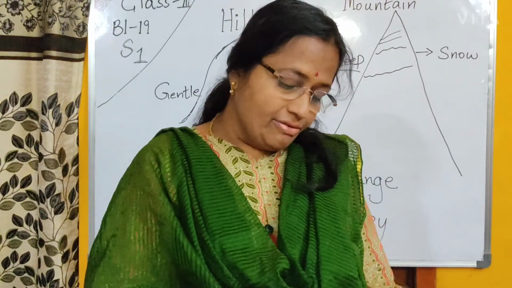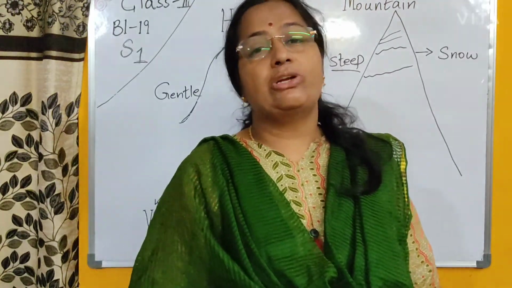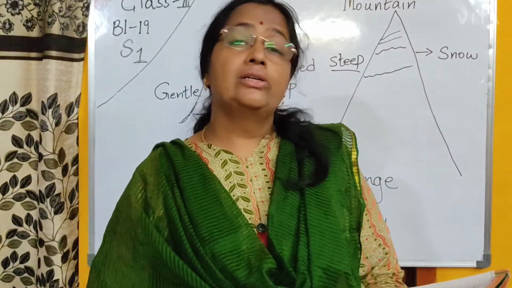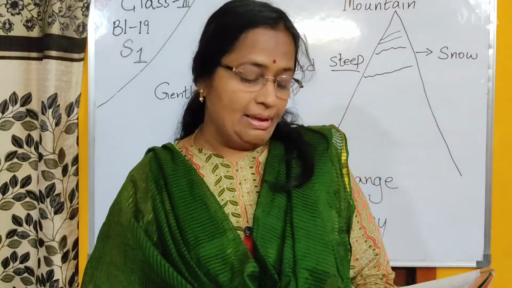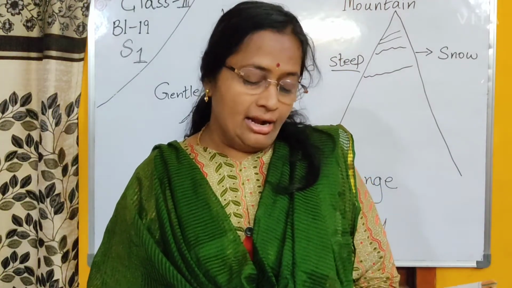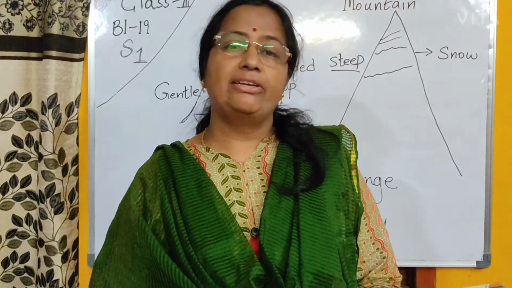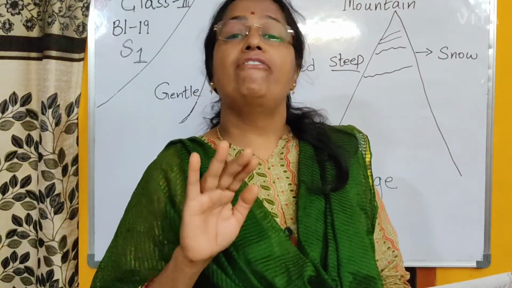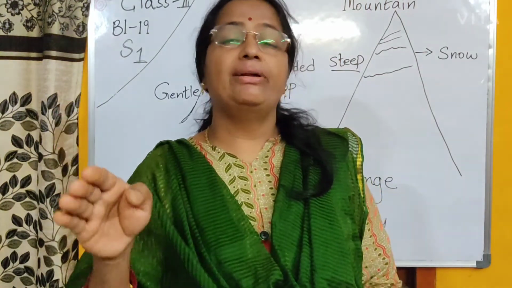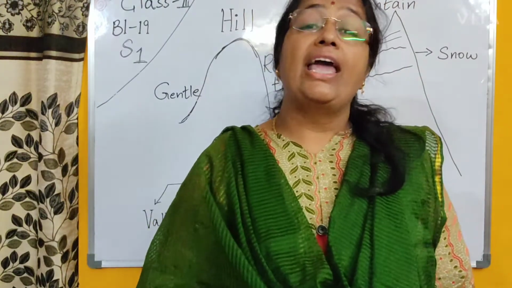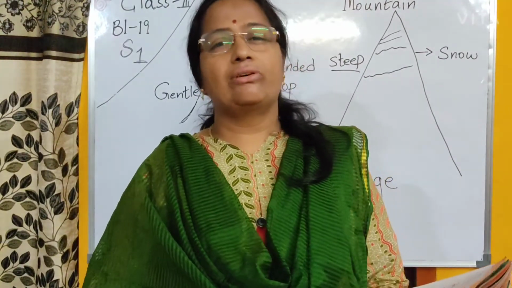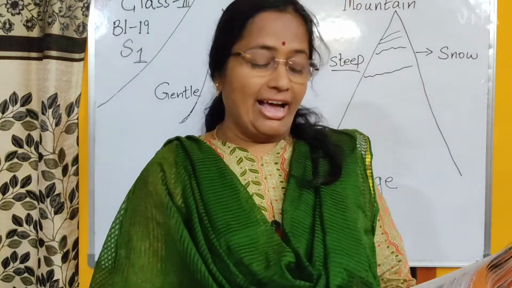Let me read this for you. It is on page number 113 in your textbook. So that is the answer. What is a valley? Valleys are flat lowlands between hills and mountains. A valley often has a river flowing through it. Most of the time we see some rivers flowing in the valleys.